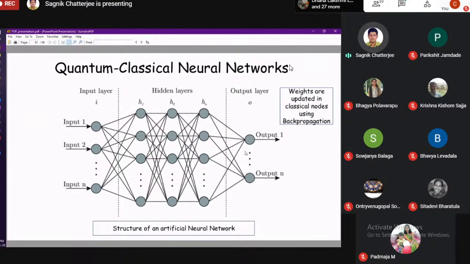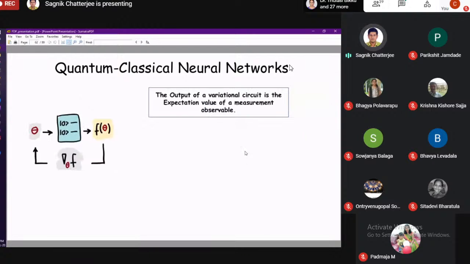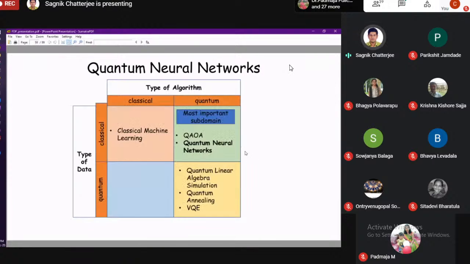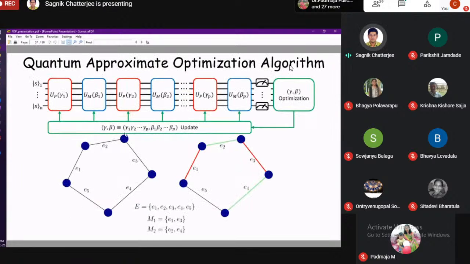So this is the structure of an artificial neural network. As I was saying, weights are updated in classical nodes using backpropagation. But what about quantum nodes? Quantum nodes are like this. As we saw earlier, allow me to skip back a little bit before we come back to this. Even in the QAOA part, you saw that the inputs to the quantum circuits were parameters, the gamma and beta angles that we were supplying.